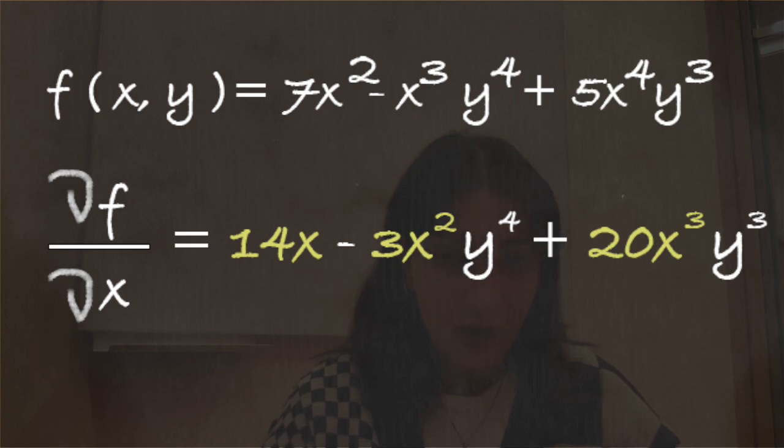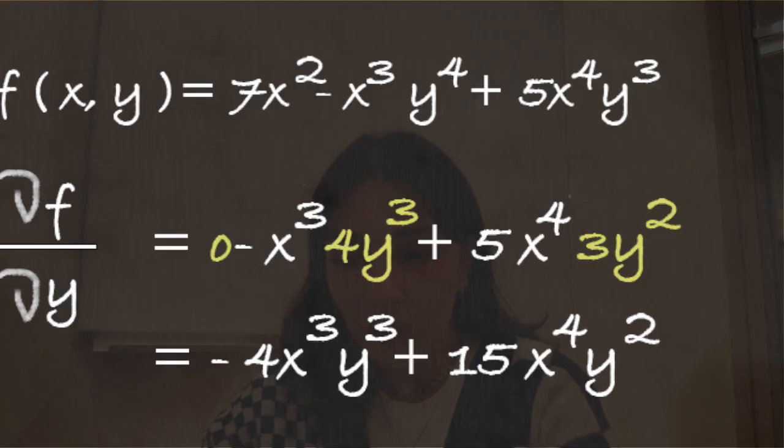Now let's find the derivative of the function with respect to y. The derivative of a constant is 0. 7x squared is a constant, so the derivative is 0. Minus x cubed stays the same, and we find the derivative of y, 4y cubed, plus 5x to the fourth stays the same, and the derivative of y is 3y squared.